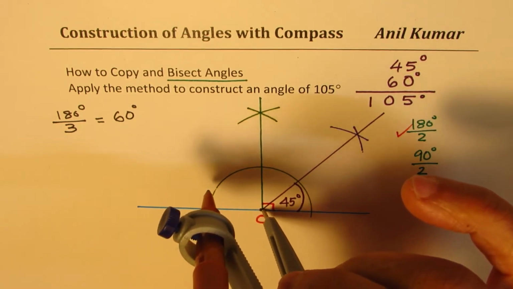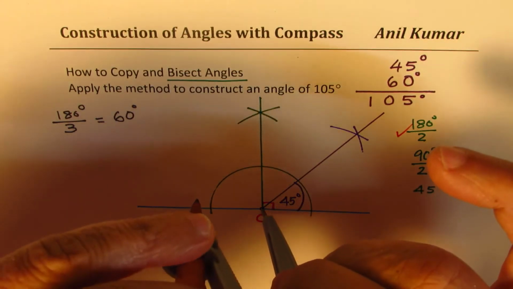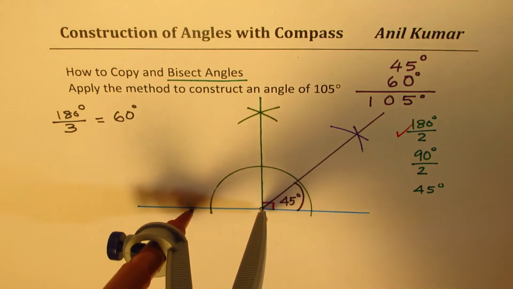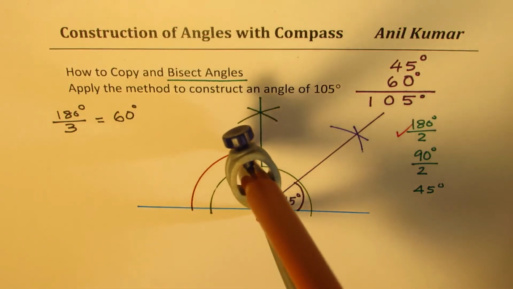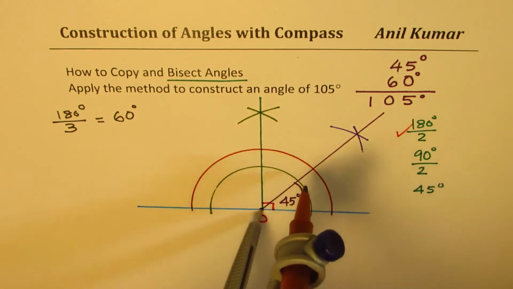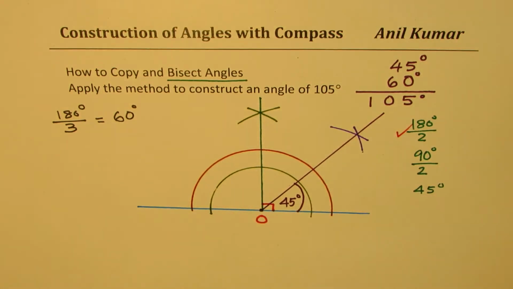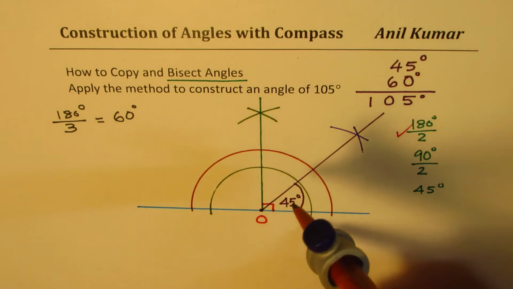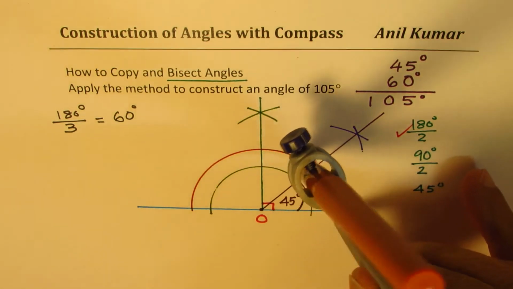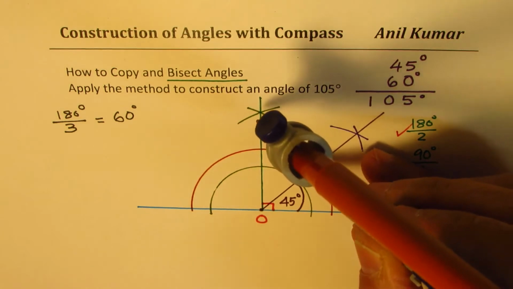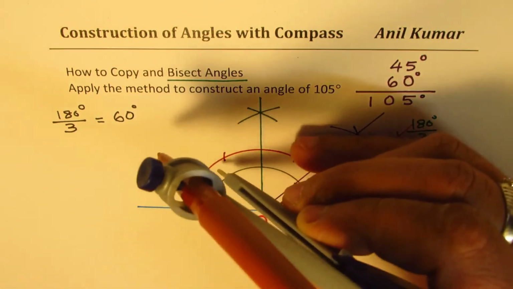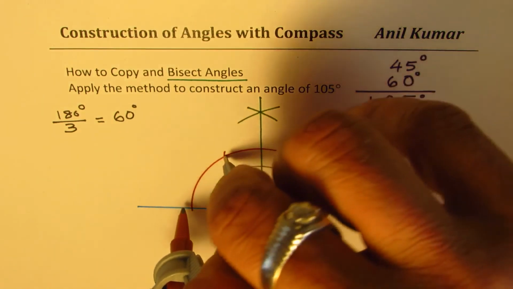Okay, so we'll again place it here. Now we just open the compass and again make a semicircle, right? We're trying to make 60 degrees and we'll try to divide this semicircle into 3 equal parts. So without changing the arc length, we will cut it into 3 equal parts. Do you see that? It is exactly 3 equal parts.